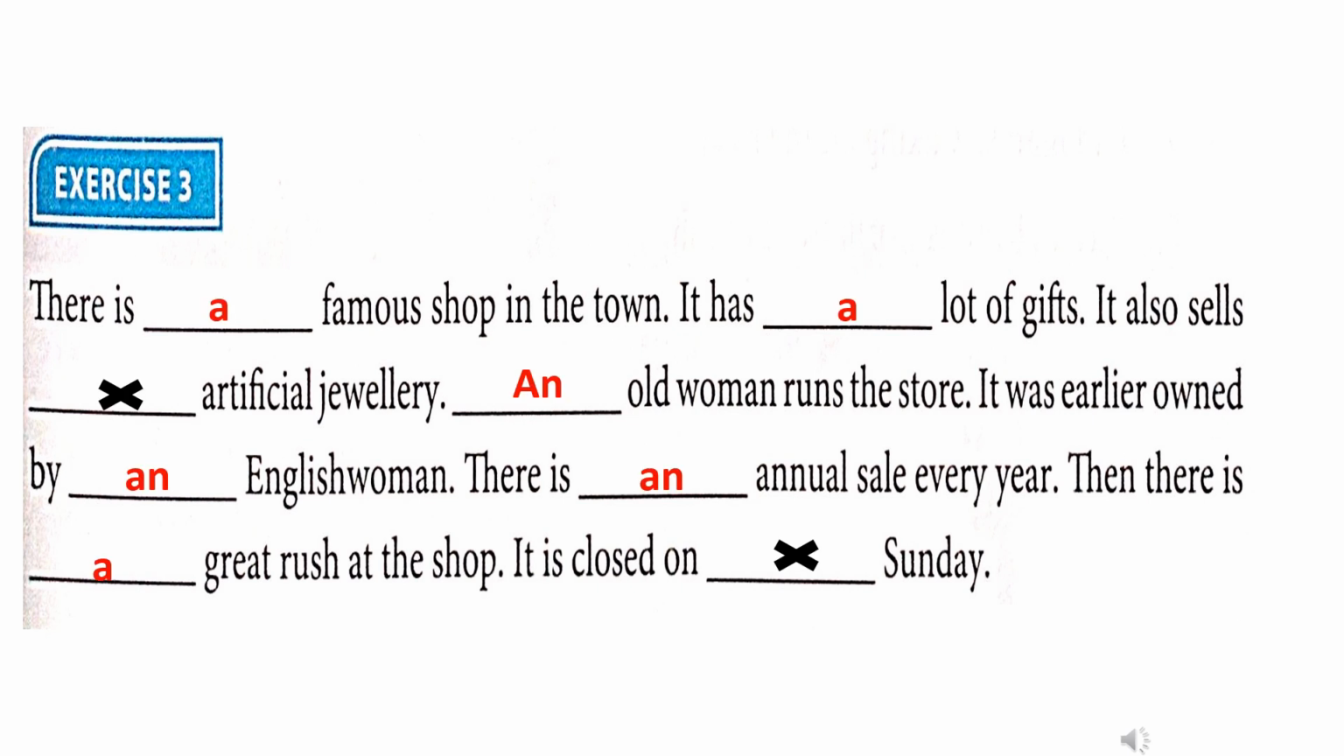Here are the answers. There is a famous shop in the town. It has a lot of gifts. It also sells artificial jewelry. An old woman runs the store. It was earlier owned by an English woman. There is an annual sale every year. Then there is a great rush at the shop. It is closed on Sunday.